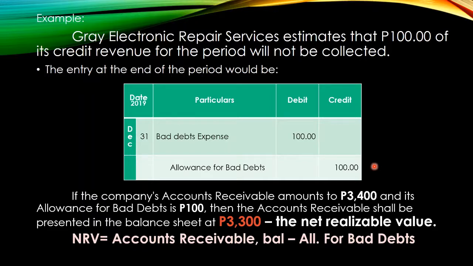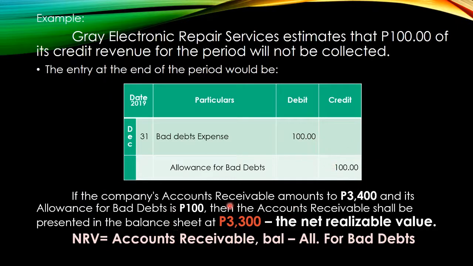So, uncollectible naman siya, so makuhaan siya. We use allowance for bad debts as the account title to be deducted to our accounts receivable. So, our net realizable value for the accounts receivable is, this is the formula, the balance of accounts receivable minus the allowance for bad debts. So, if the company's accounts receivable na amount na 3,400 and ang allowance for bad debt is 100, so our NRV or net realizable value is 3,400 minus 100.